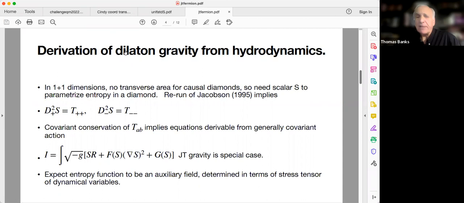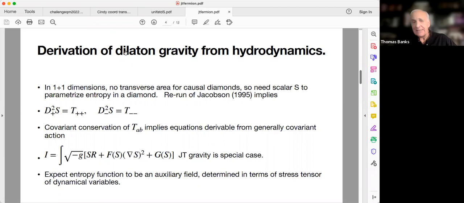So there's something similar you can do in two dimensions. In two dimensions, of course, diamond boundaries are points. The space-like boundaries of diamonds are just points. There's no such thing as area. So what you say instead is, okay, if I have a causal diamond in some two-dimensional Lorentzian geometry, I need to have a function S on that diamond that tells me what the entropy is as I change the proper time in the diamond. And now you rerun Jacobson's argument. You say, I want to write the equation for S that follows from the first law of thermodynamics, dE equals TdS.